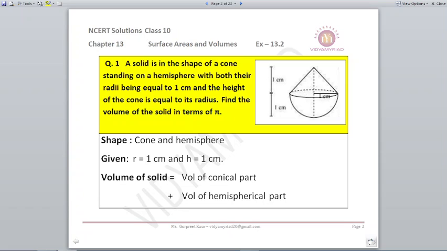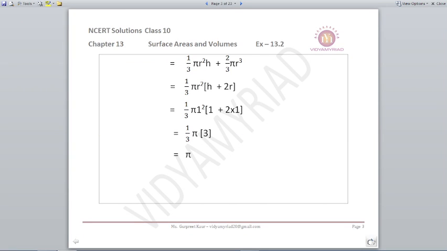We need to find out the volume of the solid. So what is this volume of the solid made up of? We need to calculate volume of the conical part as well as volume of the hemispherical part. But we will not convert pi in the numbers, that is 22 by 7 or 3.14. We will keep pi as we need to find out the answer in that form. So the formula is 1 upon 3 pi r square h plus 2 upon 3 pi r cube. Now if you look into the formula, you can take out 1 upon 3 pi r square as common outside. Inside will be h plus 2r.